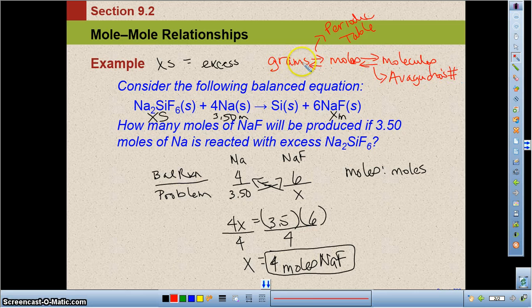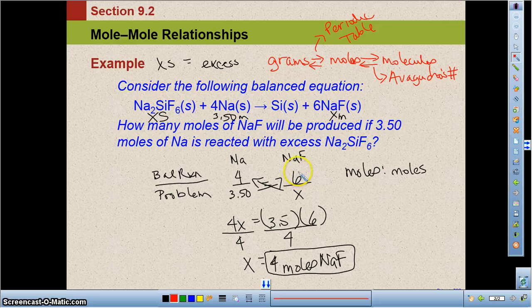And if you're at grams and you want to go to molecules, you have to go through moles in order to get there. Or molecules back to grams, you go through moles. Well, in this case, we were given moles and we wanted to get to moles. So this is a mole to mole ratio that we're going to use.